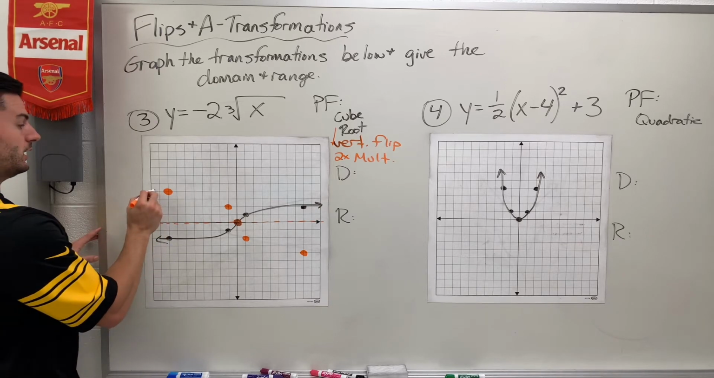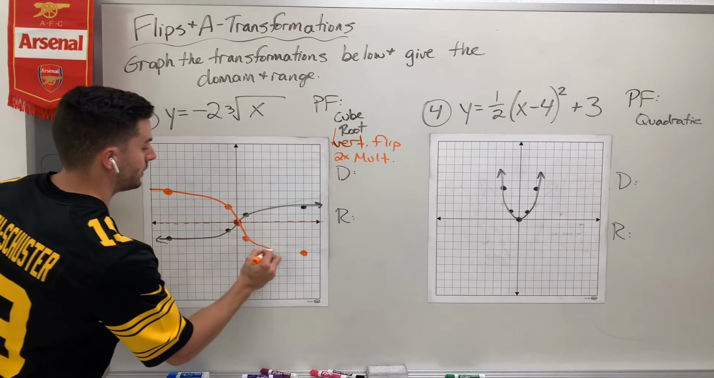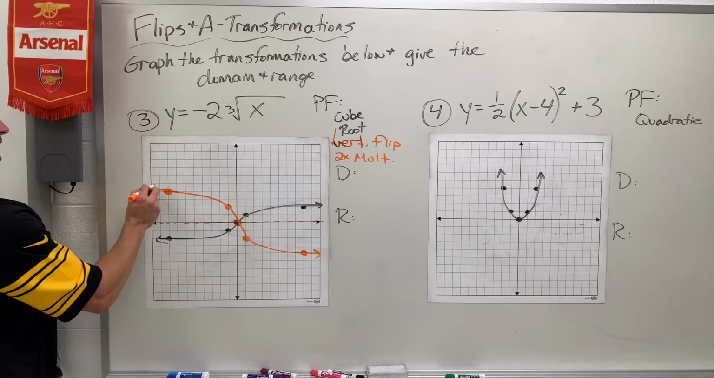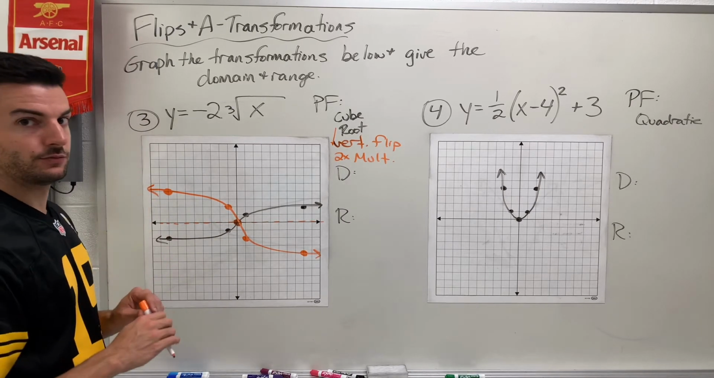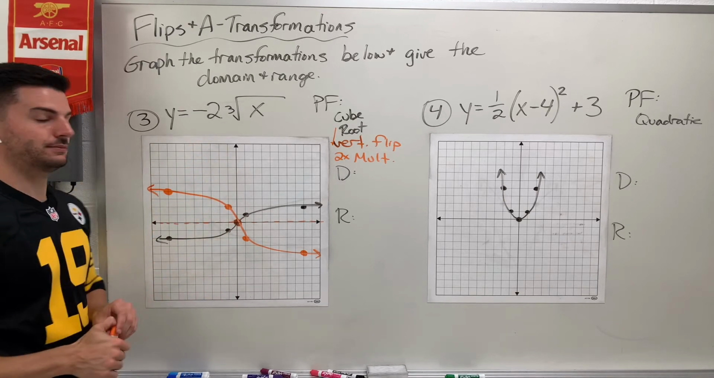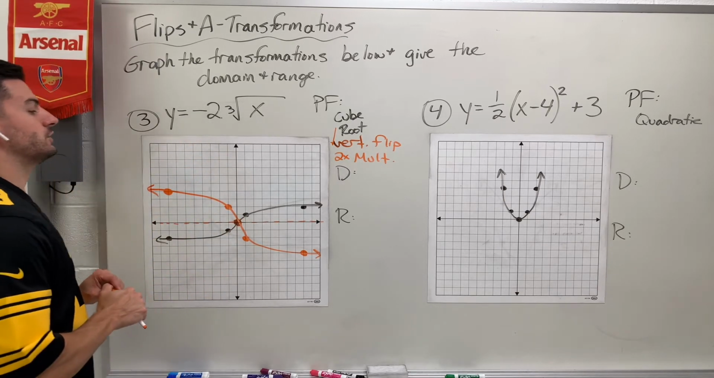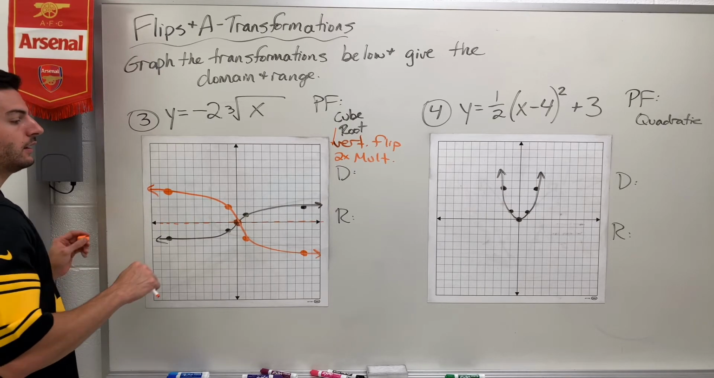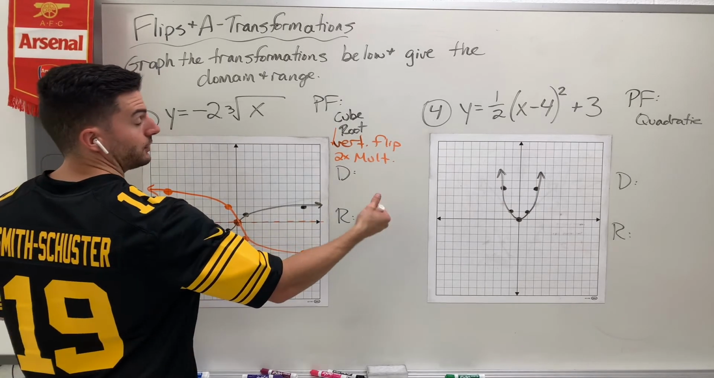Okay, so this very wavy looking graph, that orange graph is this transformation done. Okay, just stretching it out vertically. Okay, and so the domain of the orange graph, what is it? Well, that's going to be all real numbers, right? It's going to go left and right forever.